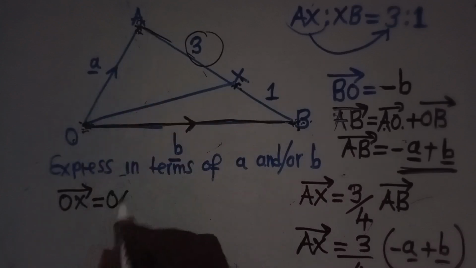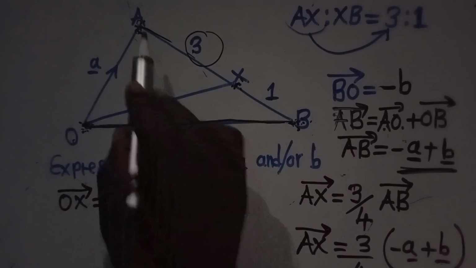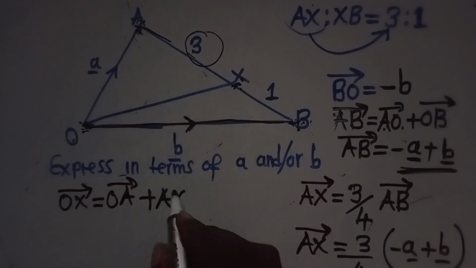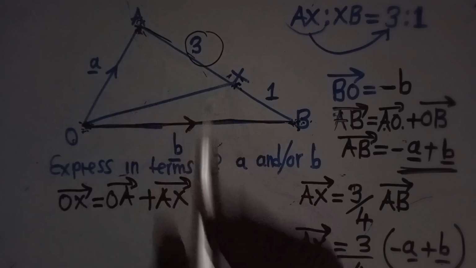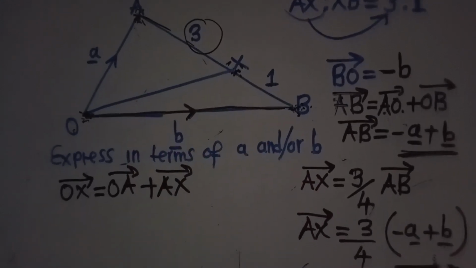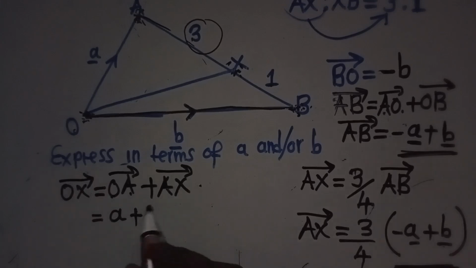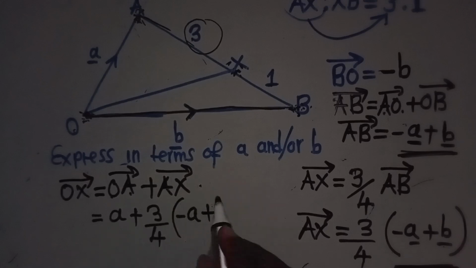AO, you say AO plus what? AX. Do you have AX? Yes, it is the one that I've just found. So AX we have. So we just say, okay, this is now equal to, what is OA? It is vector A, like this. Then plus AX. AX is what? This is AX, which is 3 over 4, then negative A plus B, like this. Then you try to work out this, you try to simplify.